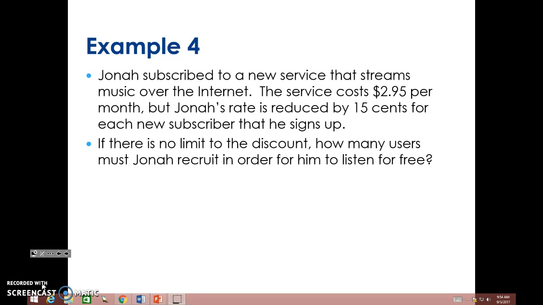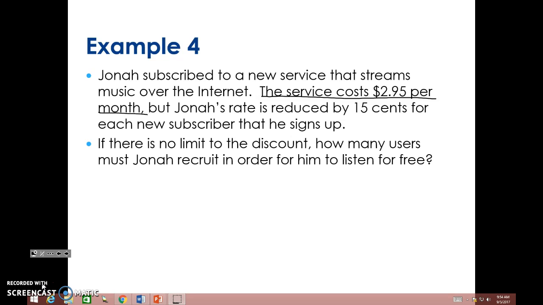All right, so let's look at example 4 and see what we came up with as our answer. First off, I would go through and identify the important information in this problem. It says, first off, that he subscribed to a new service that streams music over the internet. The service cost, okay, so there's my first part. The service costs $2.95 per month.